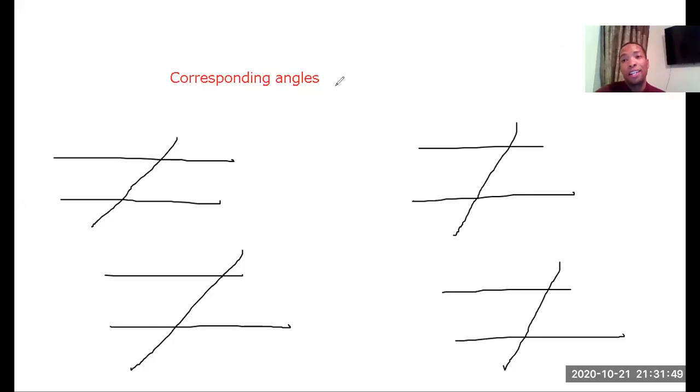The next thing we're going to look at is corresponding angles. This is one of our new ones that we're going to talk about.